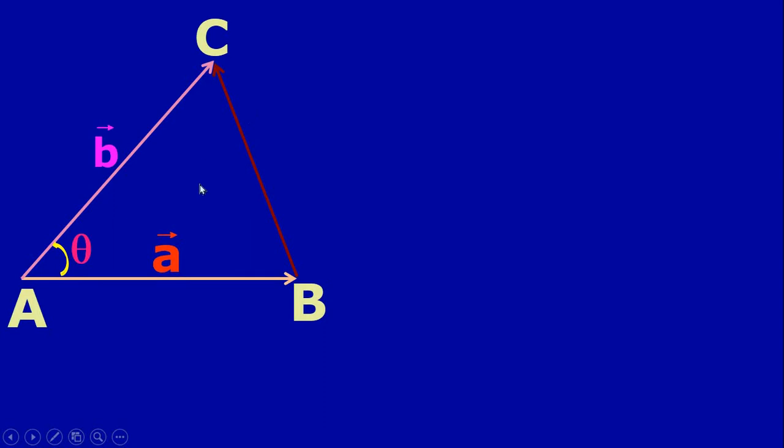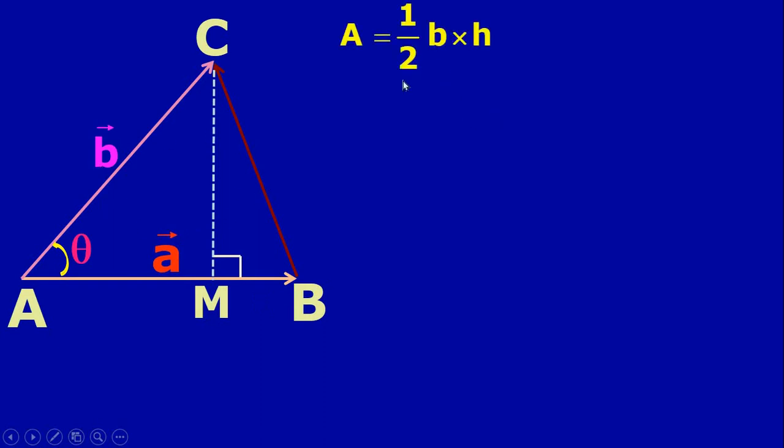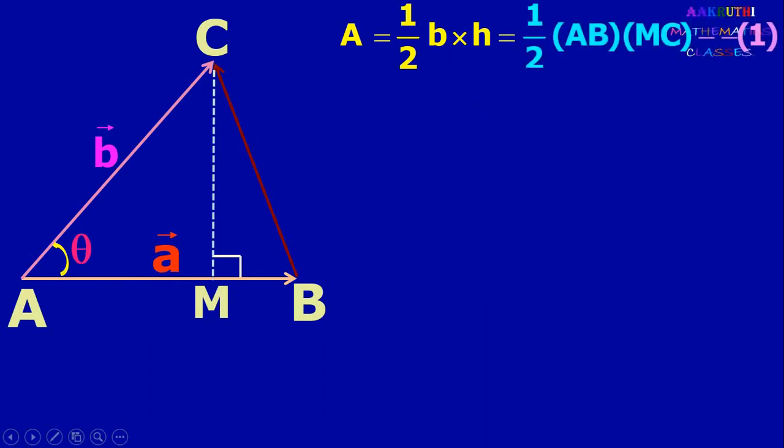Now we derive this formula. You consider triangle ABC with AB vector as A vector and AC vector as B vector. Now we take angle theta equal to angle CAB. And we draw CM perpendicular to AB. Now we know that area of triangle is half into base into height. So here base is AB and height is CM. So therefore A can be written as half into AB into MC. We take this as equation 1.